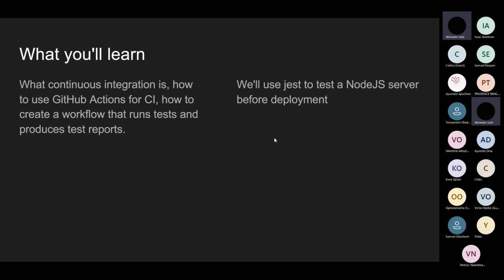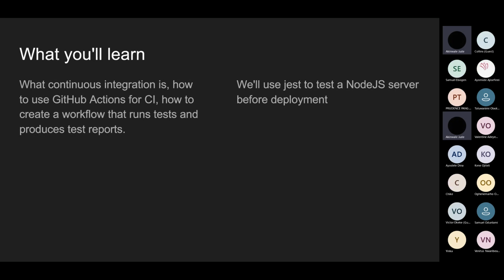To demonstrate this, we'll be using Jest to test a Node.js server before deployment. Jest is a testing framework for JavaScript, and we're going to use that to test a piece of an application. So I'll demonstrate implementing continuous integration using GitHub Actions. I want to go into the demo for this. Is that okay?